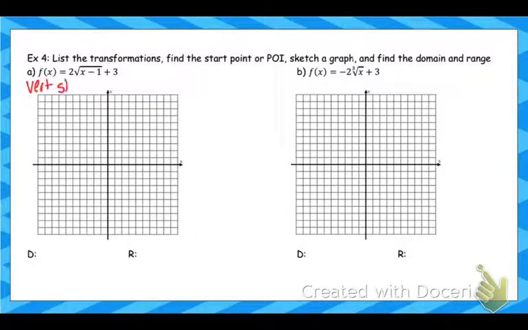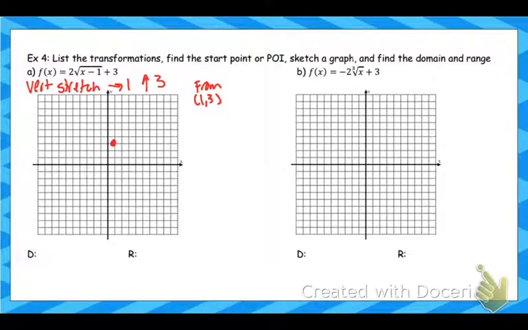We've got a vertical stretch, we've gone right 1, and we've gone up 3. Since we've gone right 1 and up 3, this was a square root function. That means our original 0, 0 from the parent function has gone right 1 and up 3. So that means that 1, 3 is my starting point.